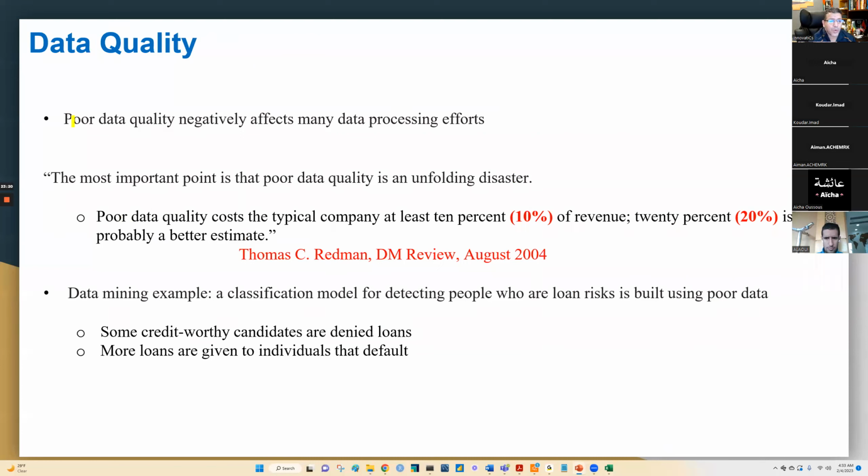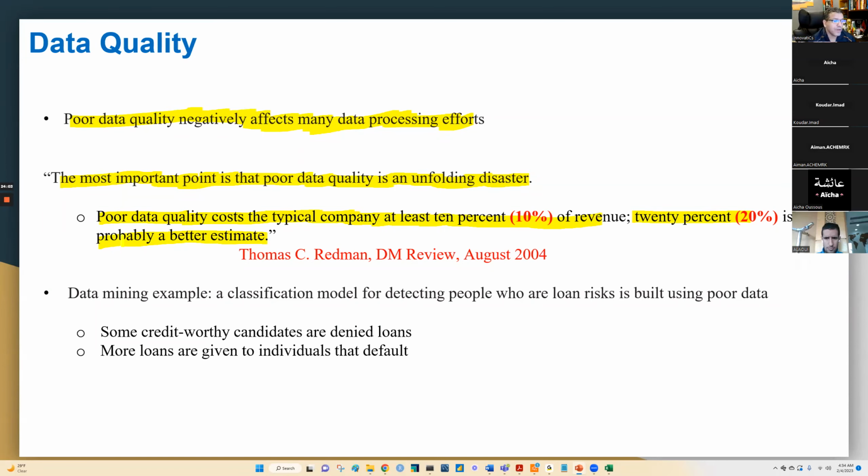Okay, poor data quality negatively affects many data processing efforts. The most important point is that poor data quality is an unfolding disaster. It's garbage in, garbage out. For data quality, according to Thomas Redman, this is the MIT Sloan Management Review, 2004: poor data quality costs the typical company at least 10% of revenue. 20% is probably the better estimate.